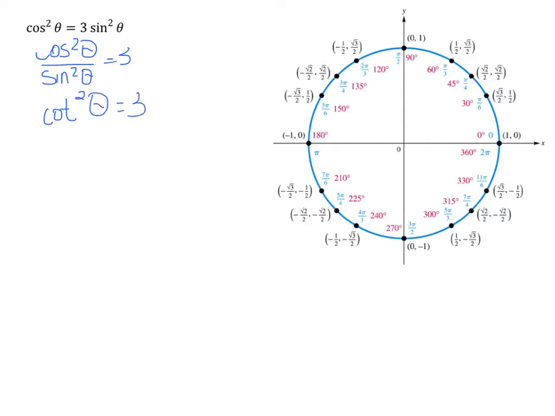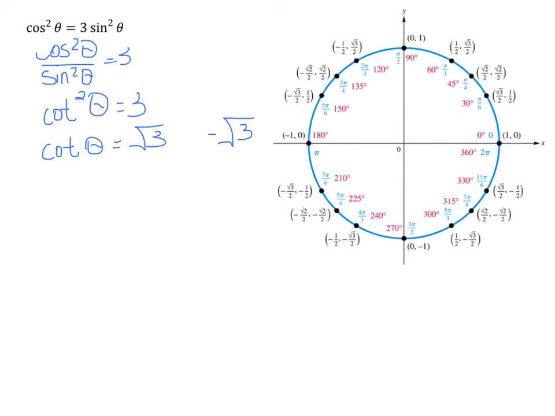When I take the square root, I know that the cotangent of theta is equal to square root of 3, or it could be equal to the negative square root of 3. For this problem, we can actually use our unit circle, because remember that cotangent is just x over y. So I can look here and see if I take x over y, I will get square root of 3. And I can also have square root of 3 here. I can have negative square root of 3 here, and I can have negative square root of 3 here.